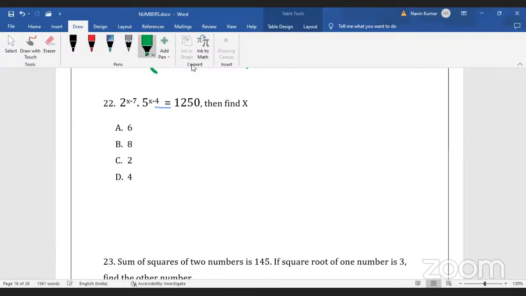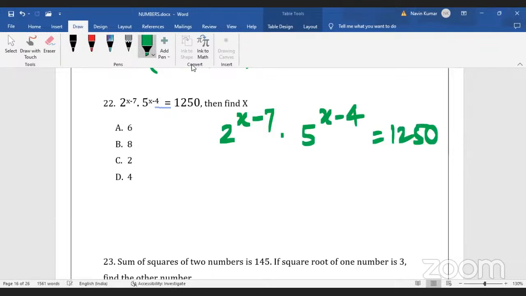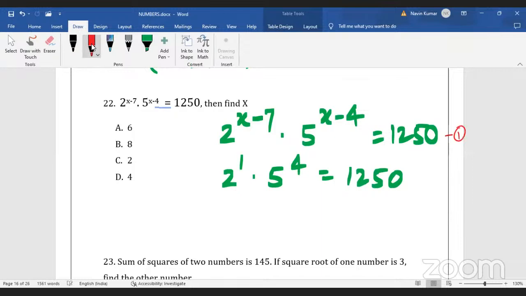So I'll frame two equations. One equation says 2 to the power of x minus 7 into 5 to the power of x minus 4, and that is equal to 1250. Another equation says 2 to the power of 1 into 5 to the power of 4 equals 1250. Let's call this equation 1 and this equation 2. Can we equate 1 and 2? Can we say equation 1 will be equal to equation 2?